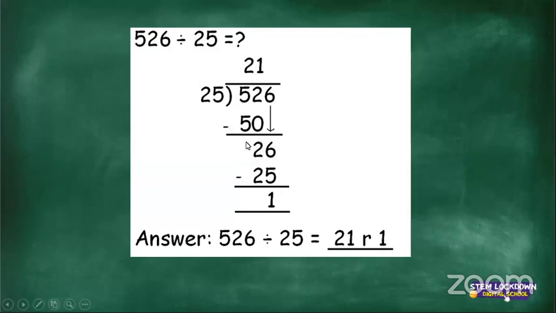You already know that 25 does not go into 2, so you bring down the 6. And then you ask how many times 25 goes into 26. It goes once. Therefore, 1 multiplied by 25 is 25. You subtract the 25 from the 26, and you get a remainder of 1. So your answer will be 526 divided by 25 equals 21, and the remainder is 1. I also have an example that does not have a remainder that we're going to do quickly.